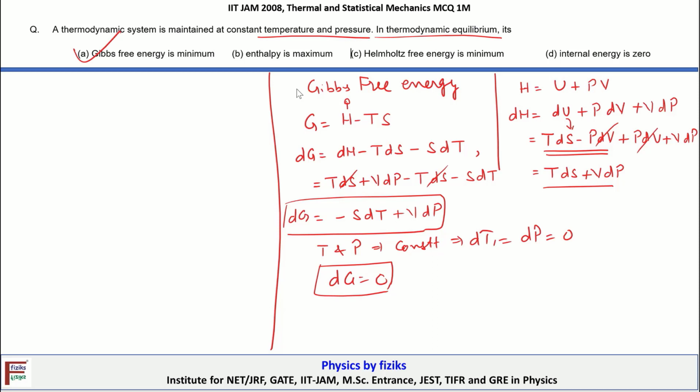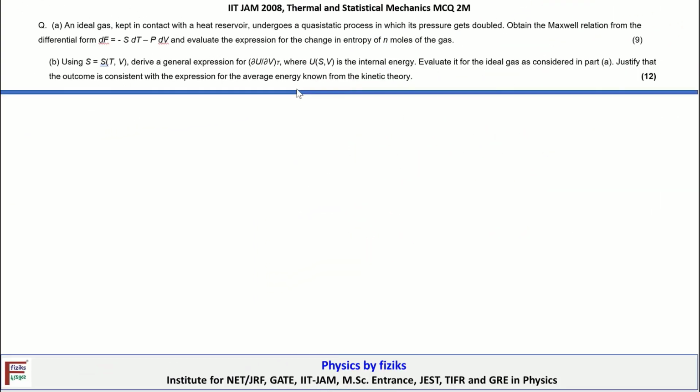And here let me add another remark. If the same question is asked, if rather than temperature and pressure, we say that temperature and volume are kept constant, in that case we can prove that instead of dG, it's dF that is equal to 0. Okay, so when temperature and volume are kept constant, it's the Helmholtz free energy which is minimum, whereas when temperature and pressure are constant, it's the Gibbs free energy that is minimum. Let's continue with the next question.